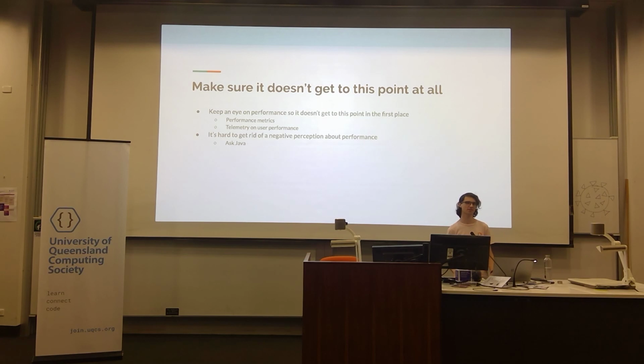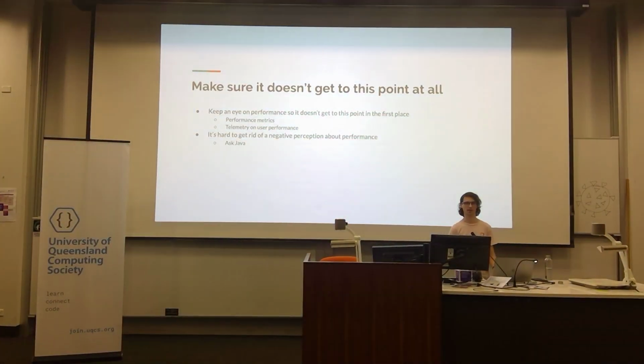So have metrics. Metrics are really nice. It basically lets you know when something has slowed down your code. So have some user telemetry if that's available, or just general performance testing, so you can basically plot out a timeline of, hey, this change made the code slow.